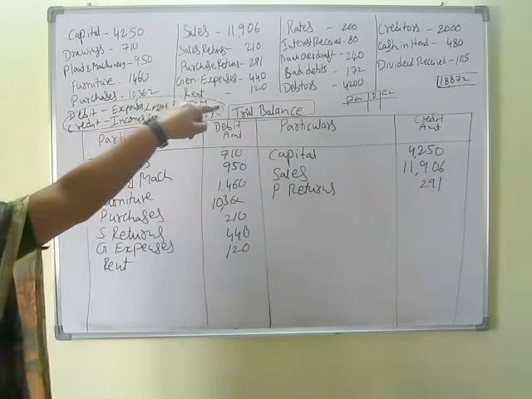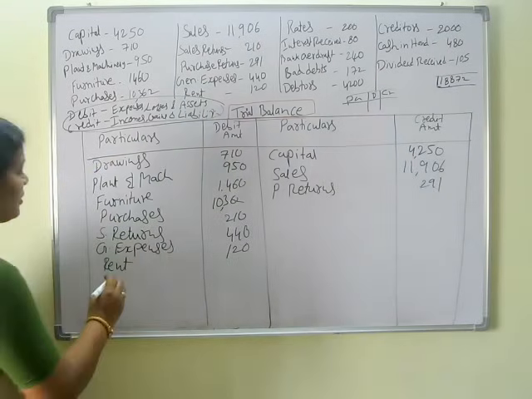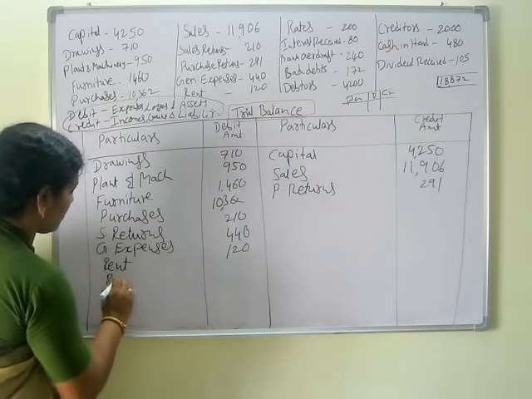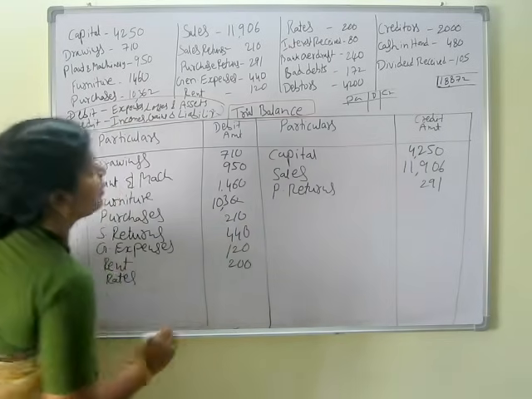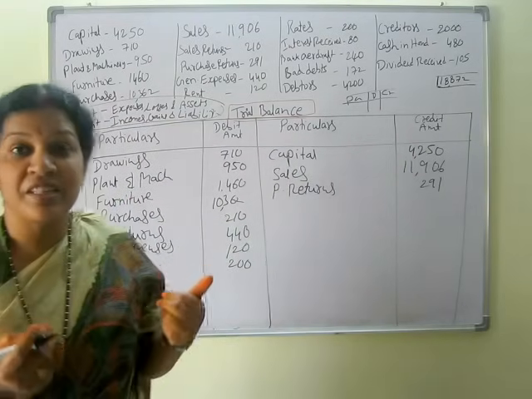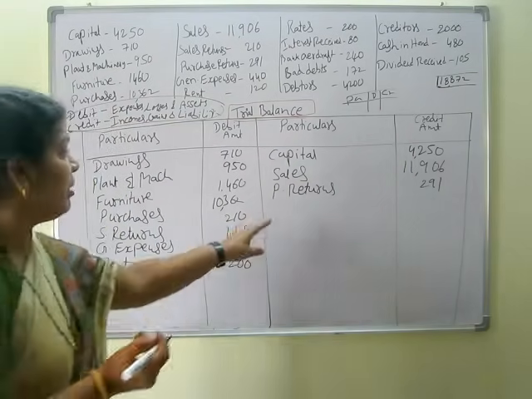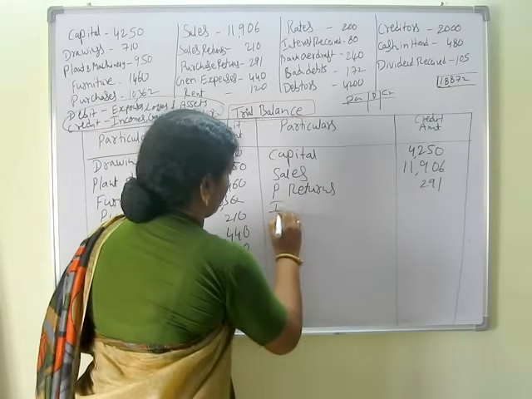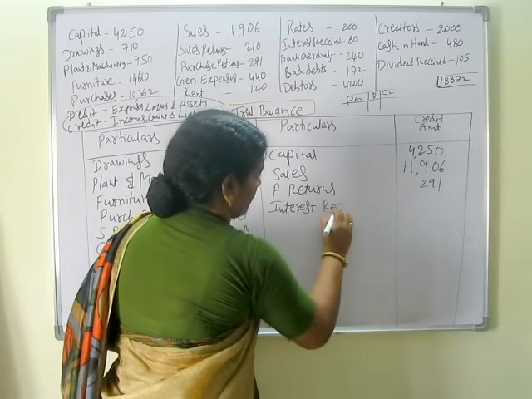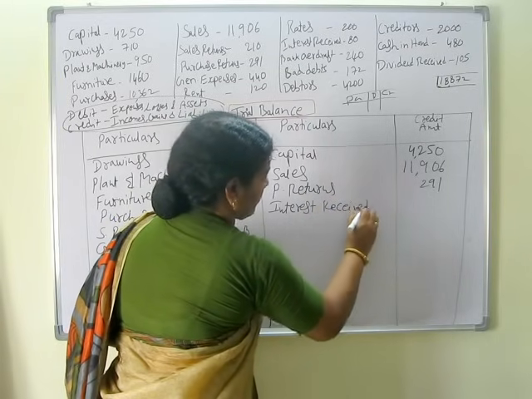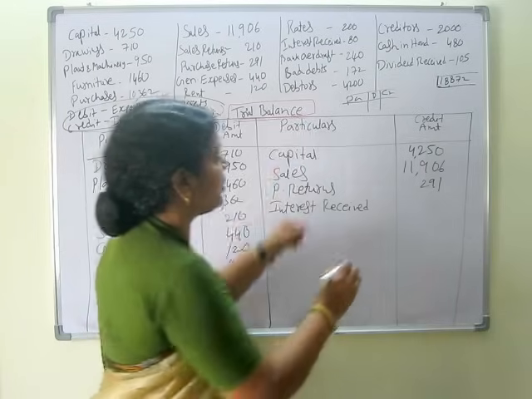Rates. Rates is also an expense. Debit side 200. Next, interest received. We are receiving interest, which is income. Income will be on the credit side. Interest received, how much? 80 rupees.